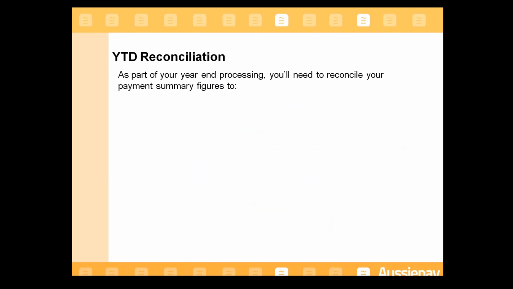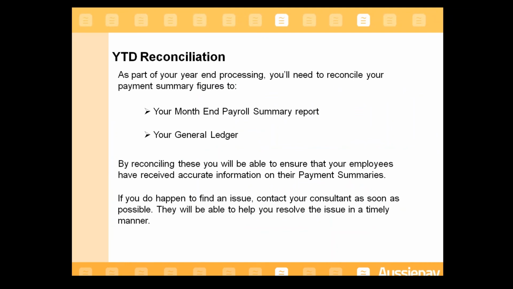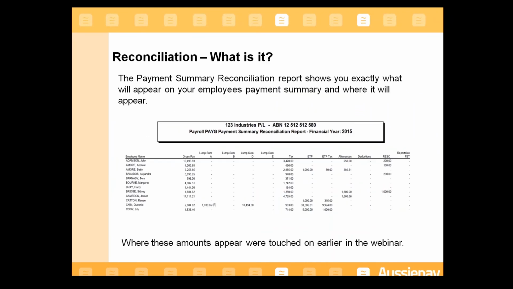As a part of your year-end processing, you'll also need to reconcile your payment summary figures to your month-end payroll summary report and your general ledger. By reconciling both of these, you'll be able to ensure that your employees have received the accurate information on their payment summaries. And if you do find an issue, contact your consultant as soon as possible. They'll help you to resolve the issue in a timely manner. So what is the reconciliation report? It shows you exactly what will appear on your employees' payment summaries and where it will appear.